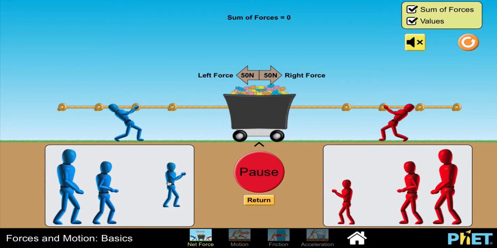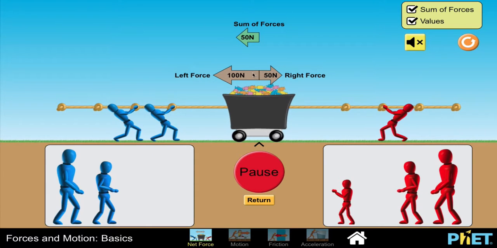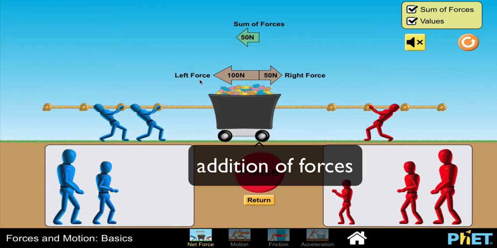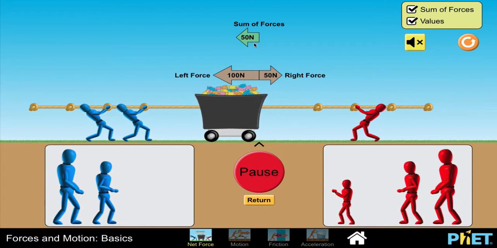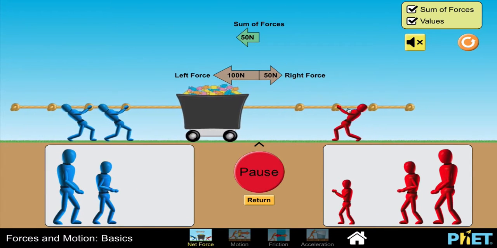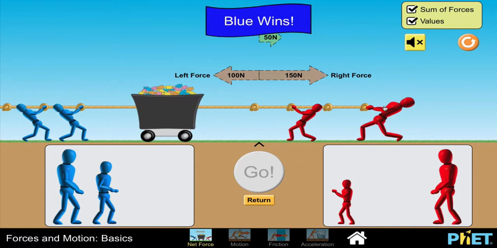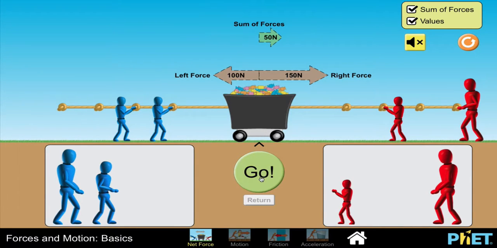Now what happens when I add another figure in on the blue? When I add this figure in on the blue, you're going to notice that my directional arrow is now greater. It is longer. My left force is at 100 newtons. So my sum force is 100 minus the 50 from my red, okay, causing a pull to the left. Now I'm going to create, oh, the blue already won. Well, here, let me return this, and let's see what happens now.